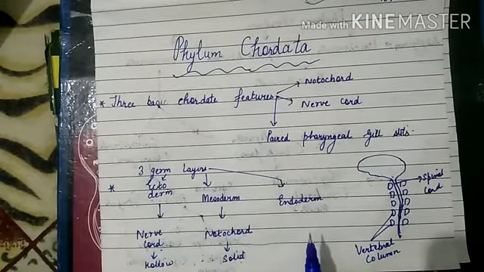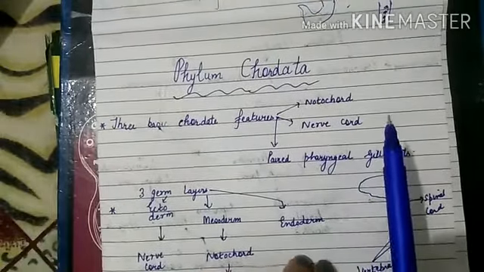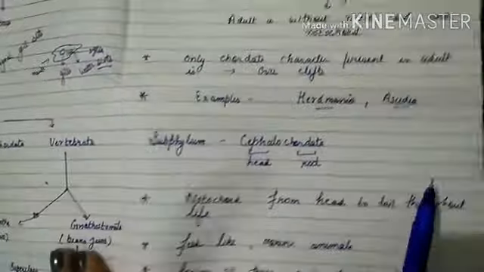Then, for this nerve cord and notochord, we will see how they look alike. To understand this, we will see the general body plan of a chordate.